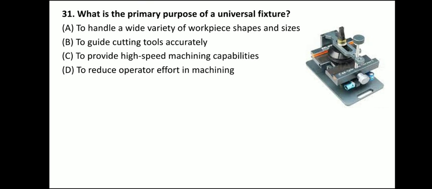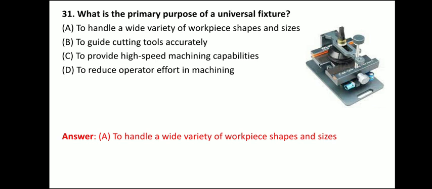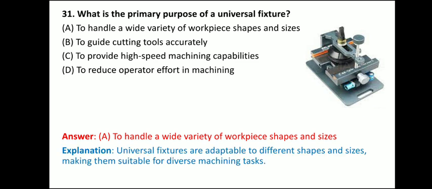Next question. What is the primary purpose of universal fixture? Here you can see the universal fixture. What is its purpose? To handle a variety of workpiece shapes and sizes. So even if the size of workpiece changes, you can use the same fixture, and that is the beauty of universal fixture. So universal fixtures are adaptable to different shapes and sizes, making them suitable for diverse machining tasks.